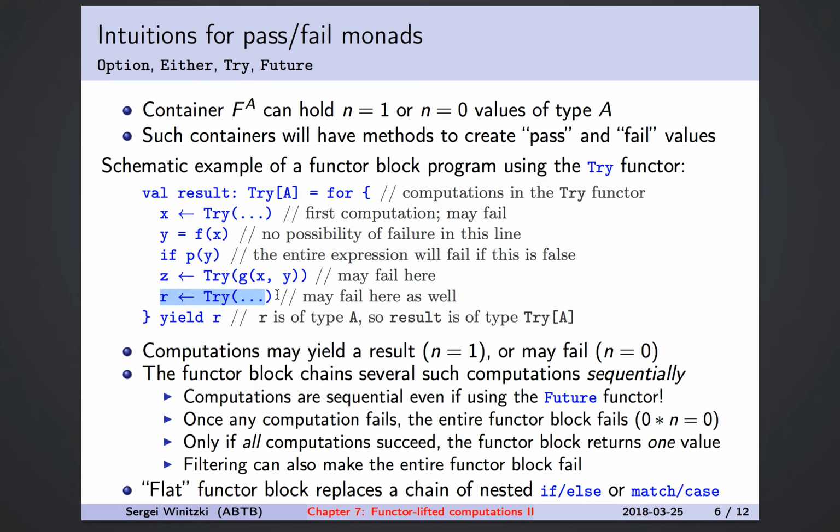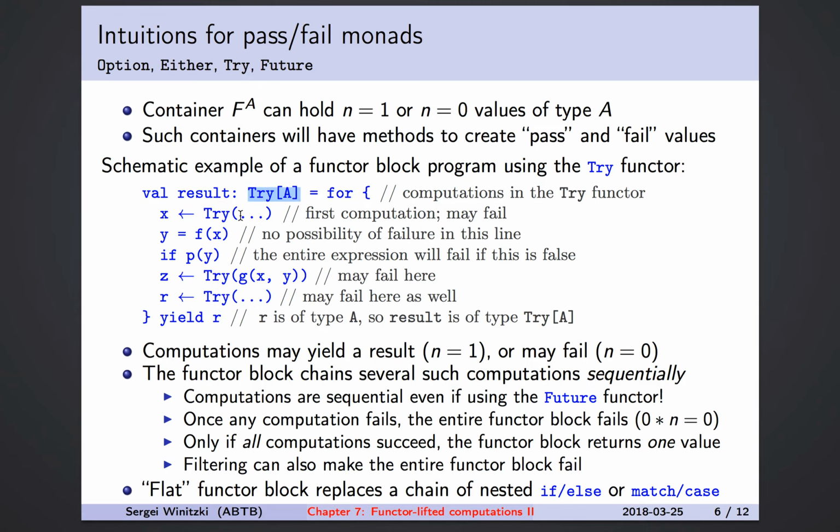And so on. So this is how we write code with the pass-fail monads. We keep assigning new variables here and hoping for the best. So the only way that we can yield a value here is when all of these computations are successful. So there's no failure in any of them. If so, then we yield a value of type A, and the result is therefore of type try of A.